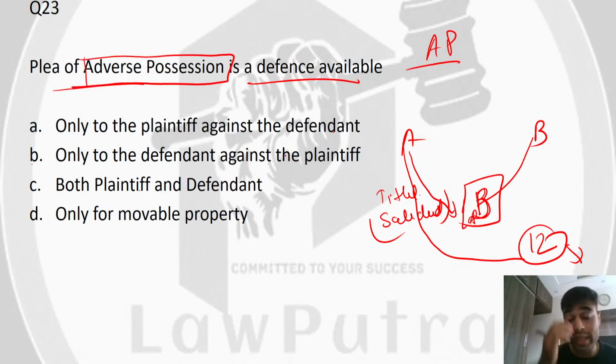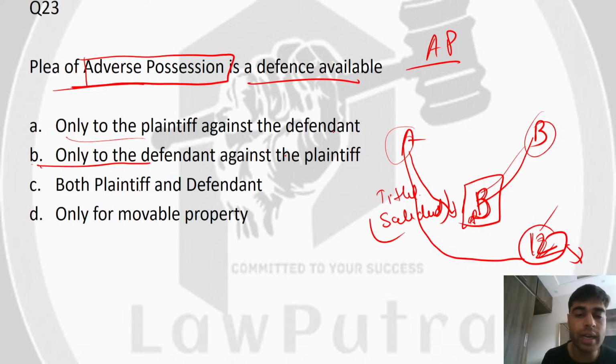Okay, now there are certain very detailed essential elements for adverse possession, but this is just for your bare understanding as to what adverse possession is. All right, so this plea of adverse possession, now कल को अगर मान लो केस कोर्ट में जाते हैं, बी प्ली लेगा ना कि भाई मैं तो 12 साल से इस प्रॉपर्टी पोजेशन में था, so that plea is known as plea of adverse possession. So this is available only to plaintiff against the defendant, only to defendant against plaintiff, both plaintiff or defendant, or for any movable property. So the answer is only to defendant against the plaintiff.